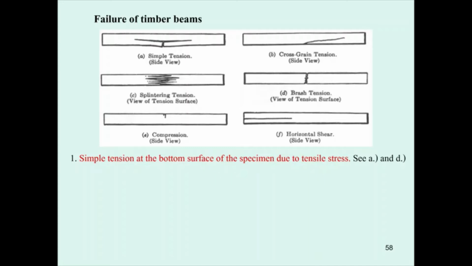Okay, and the failure of the timber beam, we also test the timber. There are different kinds of failure of timber. The first one is a simple tension failure at the bottom, because this portion is in tension. It fails like this. This portion is also in tension. This is maybe due to the grain. It has some kind of special grain direction, so the failure occurs there.